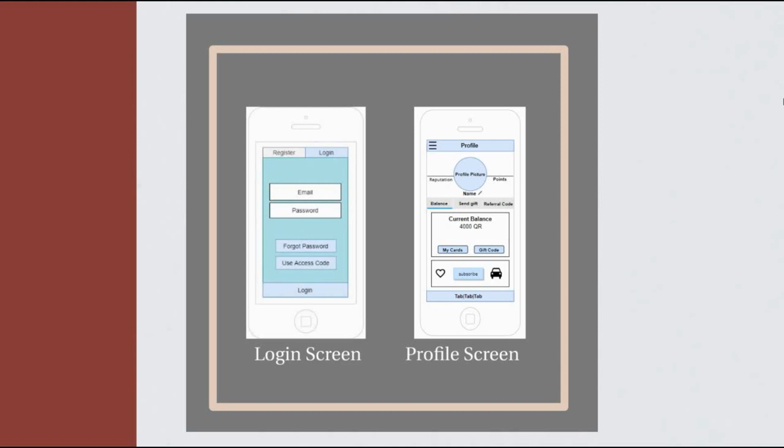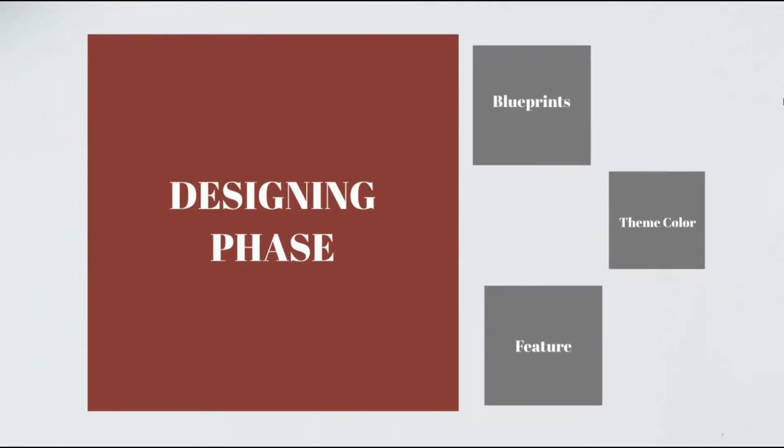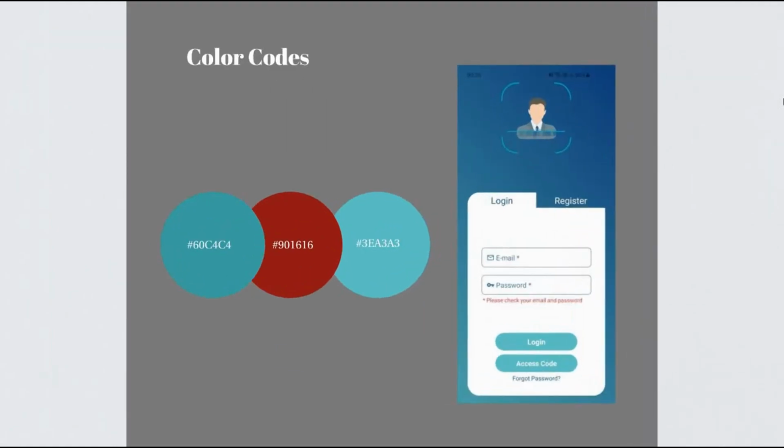Moving on, the next part of the phase is the theme. The main goal when it comes to this is choosing colors that are simple, which blend together and catch the user's attention. In this case, we chose fountain blue, Mexican red, and Viking blue as our three prime colors as shown on the screenshot.